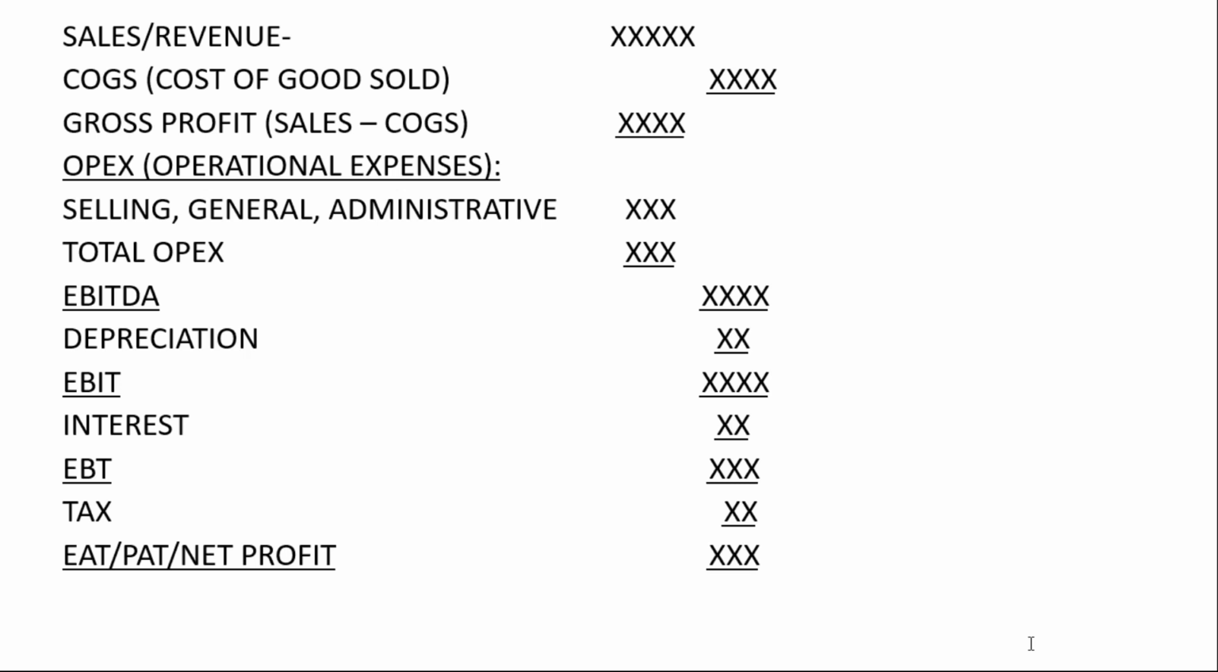I hope you people have understood the format of an income statement. If you are clear, you can type 'move on' so that we can move to the transactions. Yes, thank you for the response.